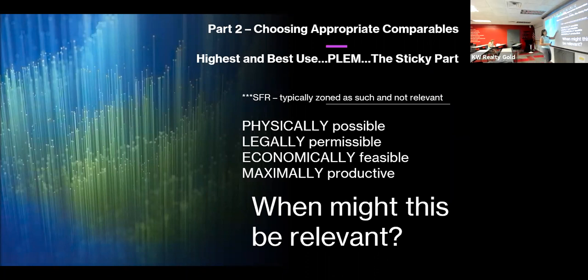And that's where you have to figure out the highest and best use. Is it physically possible, legally permissible, economically feasible, and maximally productive? So those are the situations when this matters, and you may not know. You may have to call the city and say, hey, I have a question about zoning. They're more than happy to talk to you.